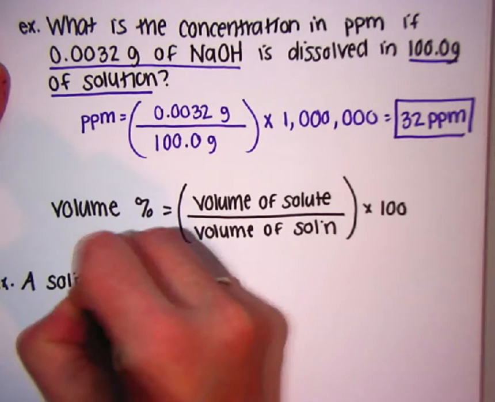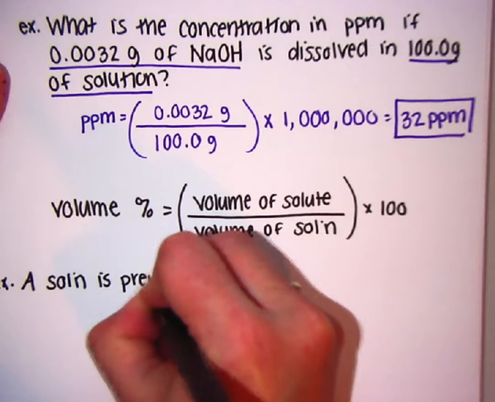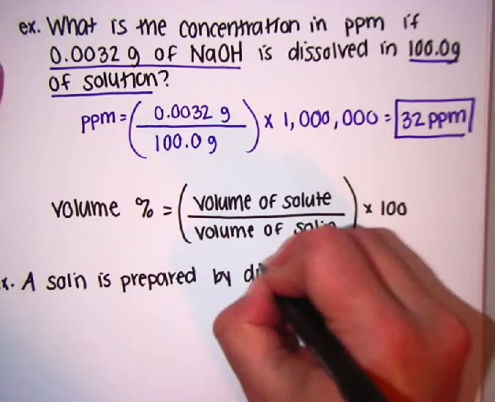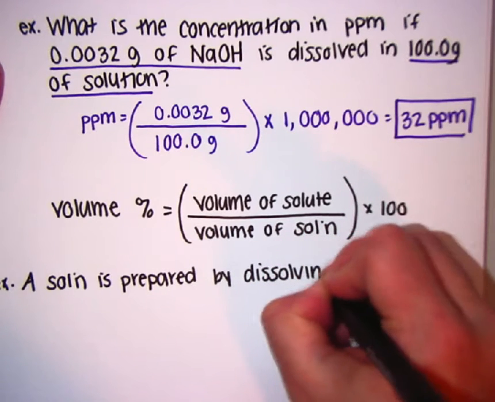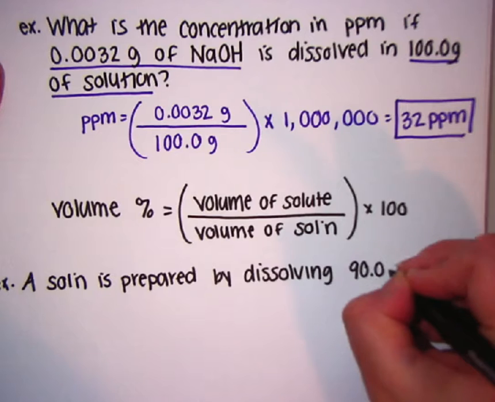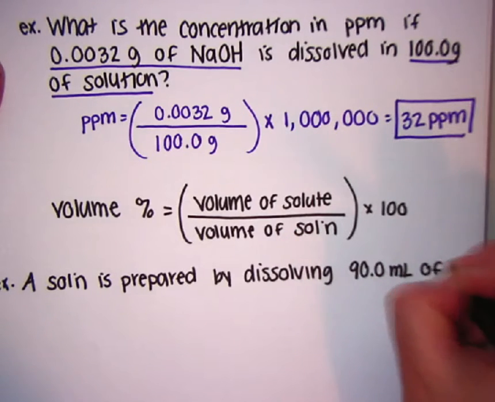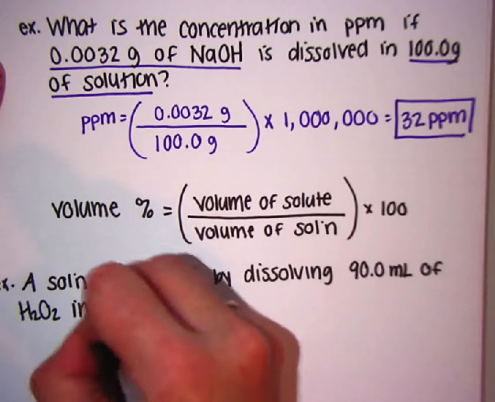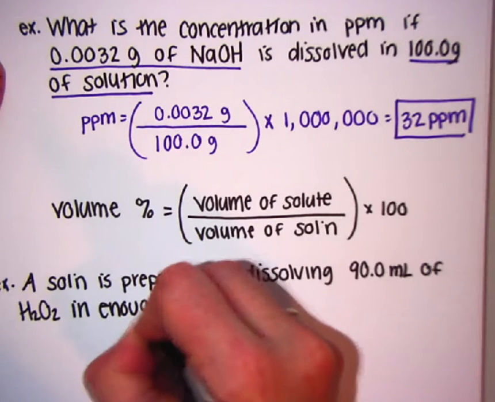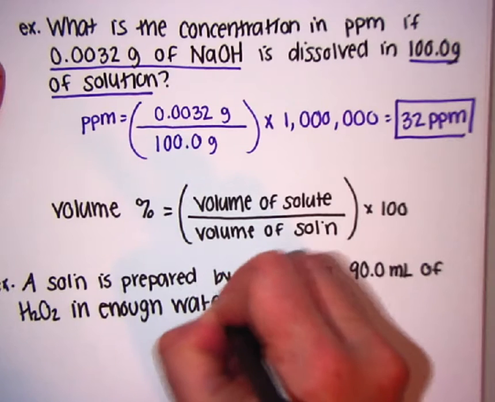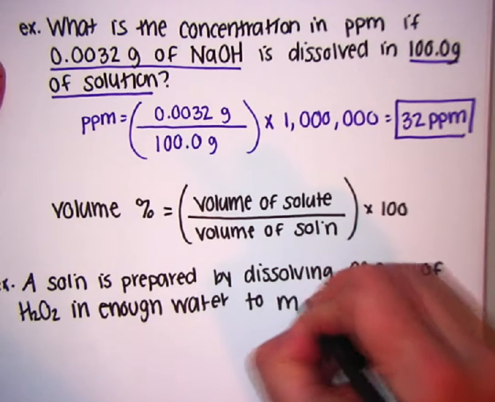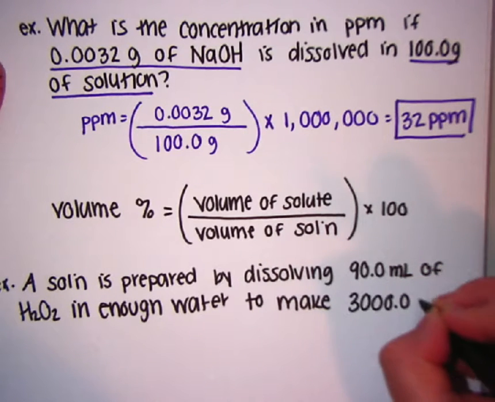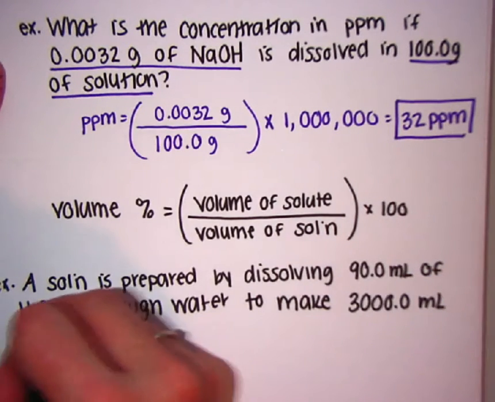Let's say you were told a solution is prepared by dissolving 90.0 milliliters of hydrogen peroxide in enough water to make 3,000 milliliters of solution.